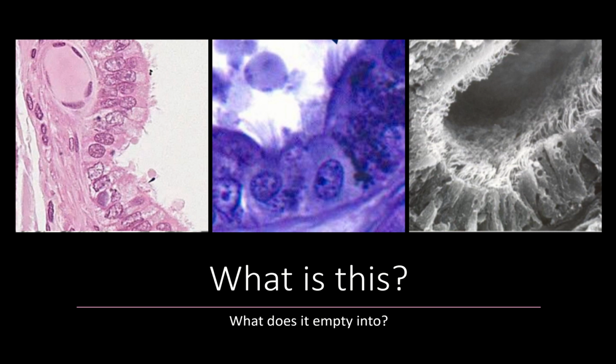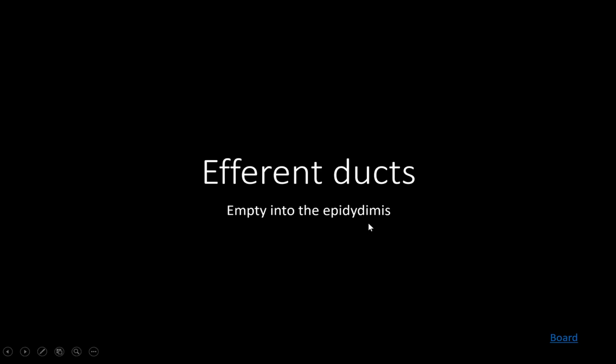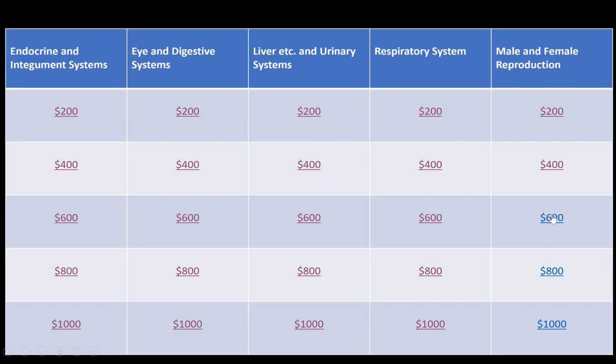Efferent ducts come from the rete testis to the epididymis. So that's what it empties into. It empties into the epididymis. Those are efferent ducts. They empty into the epididymis. And remember, the epididymis is the site of maturation and storage of sperm. Okay, really important.